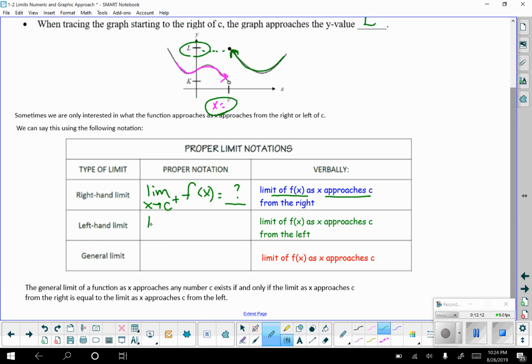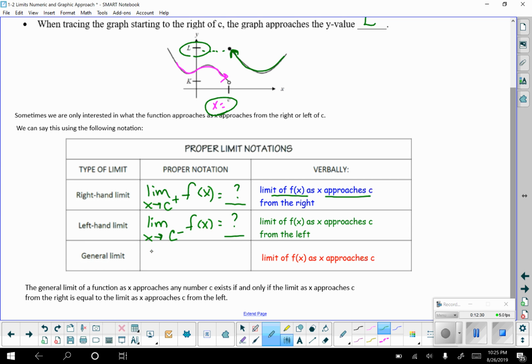Left-hand limits, if they want to ask just from the left side, I would say, okay, what's the limit as x approaches c from the left side? And I'd indicate that with a superscript of a negative, f of x equals something.